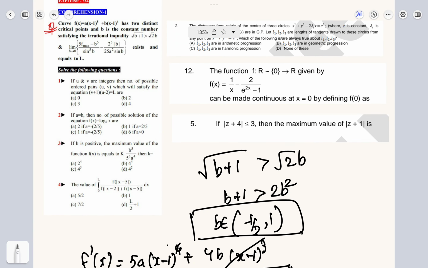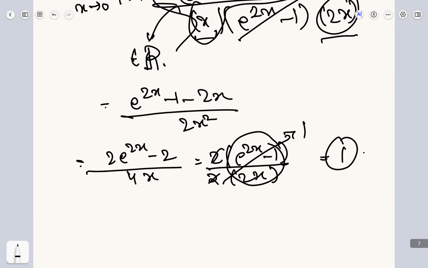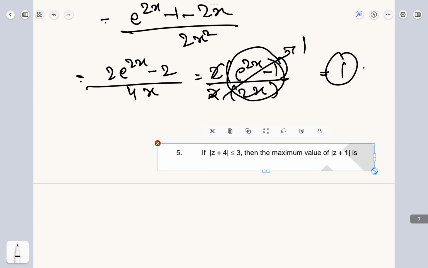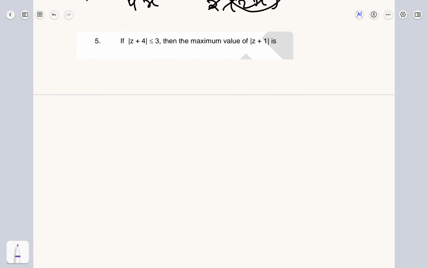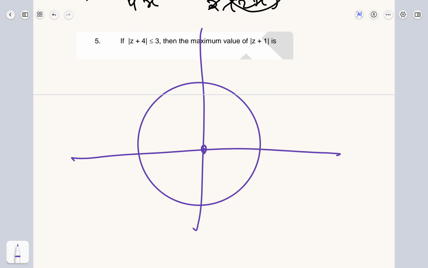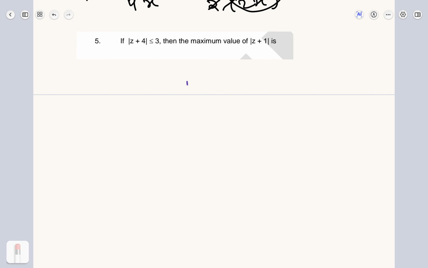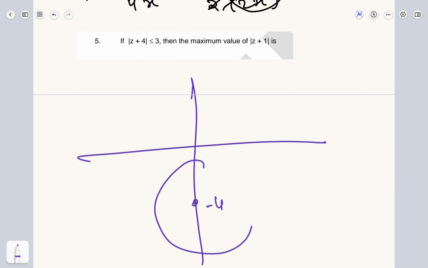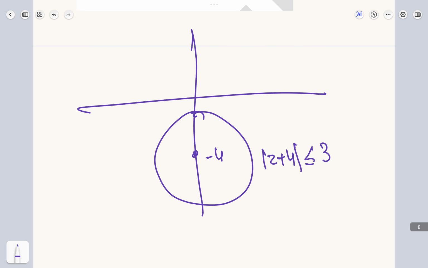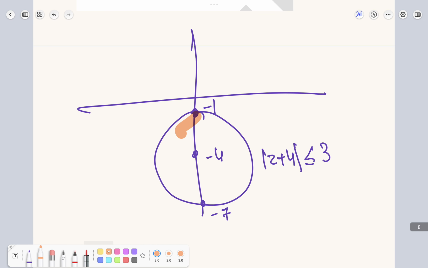Okay, the last question is pretty easy, and thank you for watching if you're still here, because this is a very easy question. So you just need basics of coordinate geometry on complex plane. Okay, so this is my circle. It's at minus 4. My bad. I should draw this like this: minus 4, mod z plus 4 less than equal to 3. So this would be minus 1 and this would be minus 7. So this region indicates this particular equation, right?